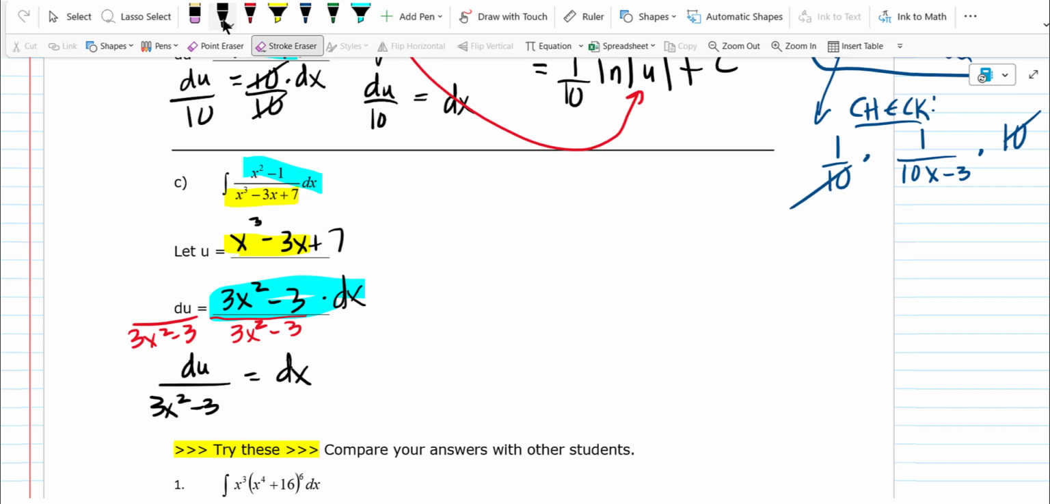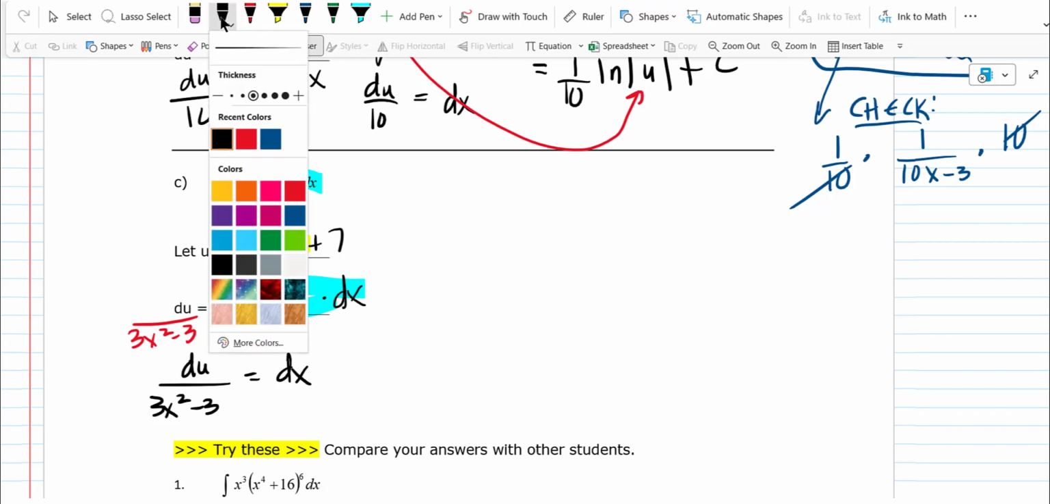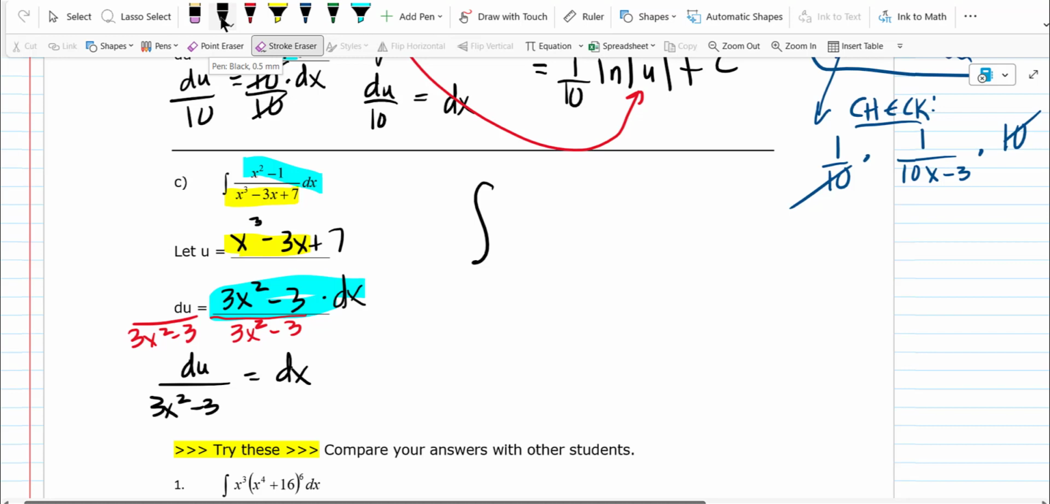Why am I solving for dx? Because they didn't match. Theoretically, you could do the simpler problems this way too. You could just do them all this way if you want to. Now the substitution part is what's hard for students, I find, when they're learning this. So what do I do with the denominator? What does that become? That becomes u. What does the dx become?